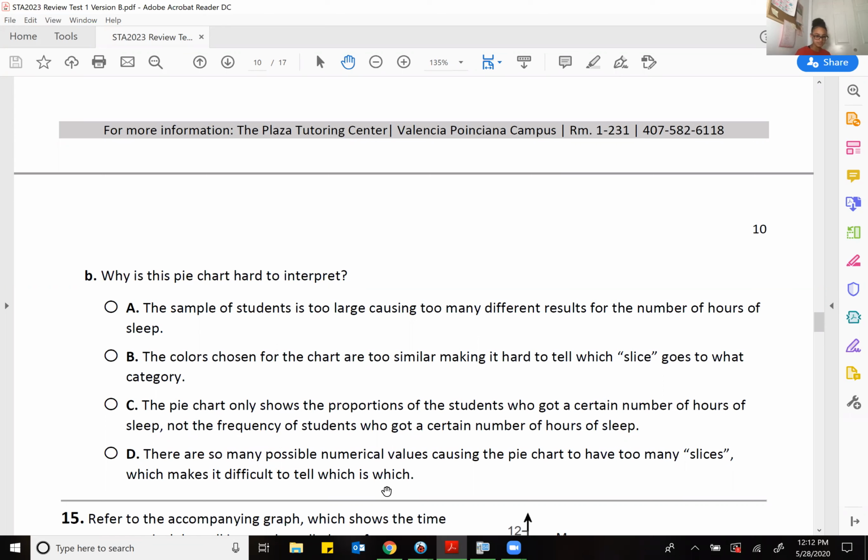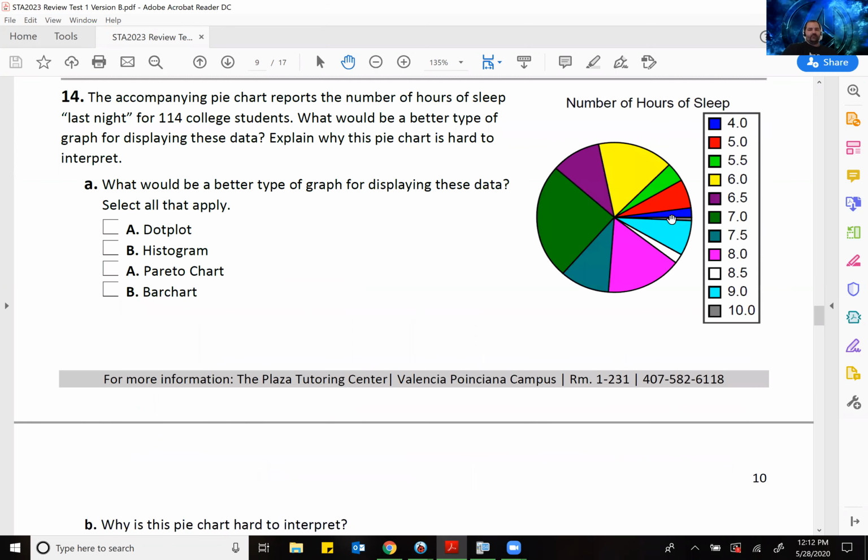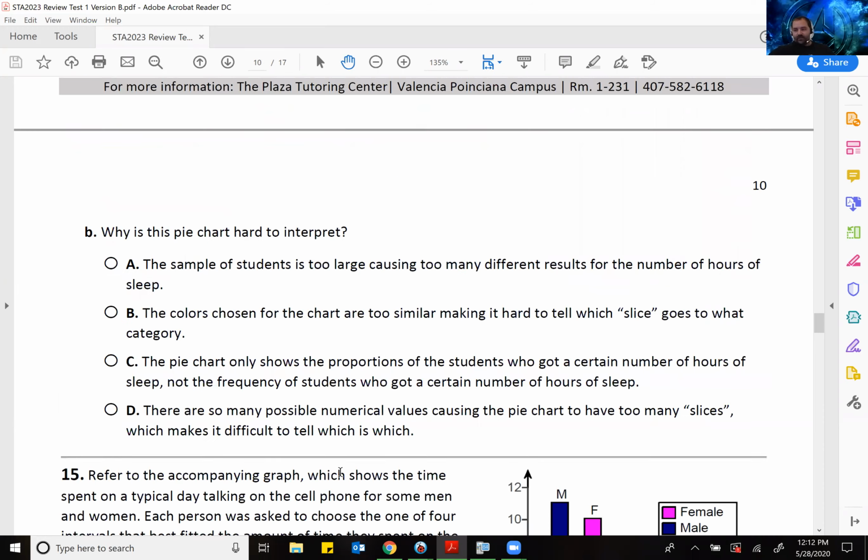D? Say it again. D, there are so many possible numerical values causing the pie chart to have too many slices. Yeah, definitely. Which makes it difficult to tell which is which, right? How many of you saw that little sliver? Some of you missed that, right? That's tough to see, and it kind of blended right in next to another dark color. So definitely D.